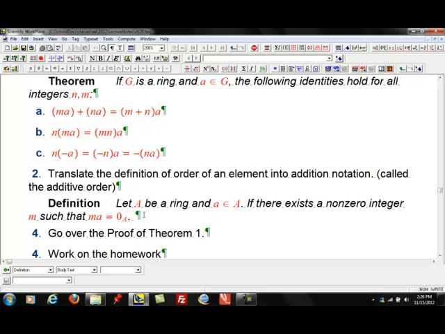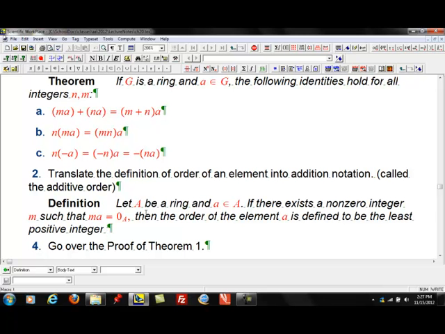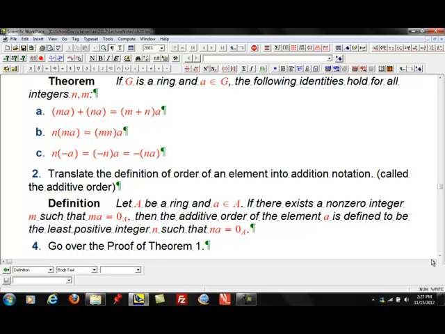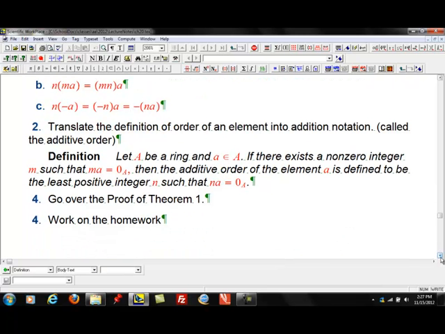So then it says, the order of the element a is defined to be the least positive integer, and with what property? Such that na equals 0. That's the order. So when we're talking about order now in our rings, we're talking about order under addition. The additive order. So I'm going to put down here, instead of just order, we'll write additive order of the element a is defined to be the least positive integer n, so that na is equal to 0.